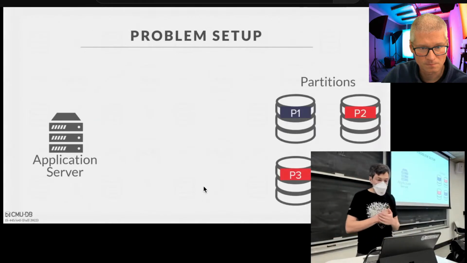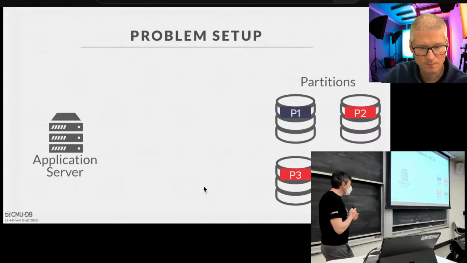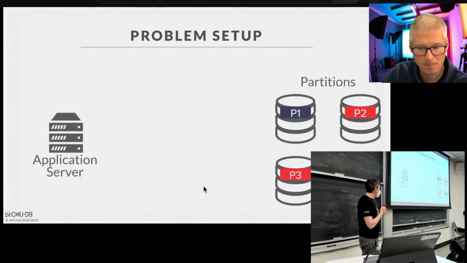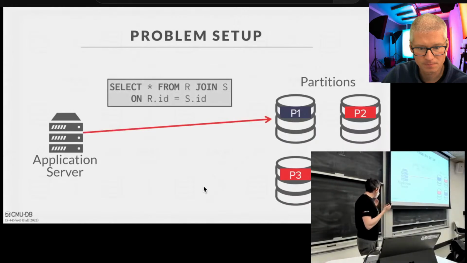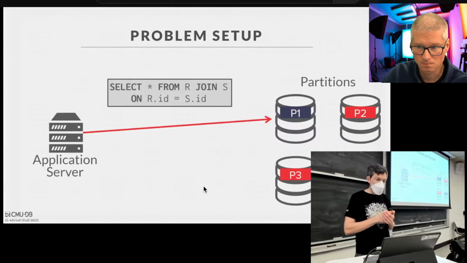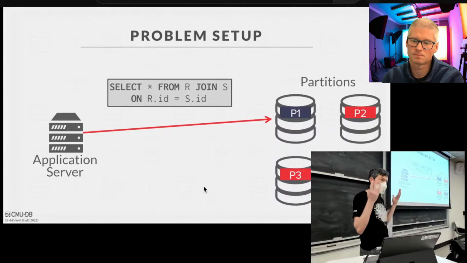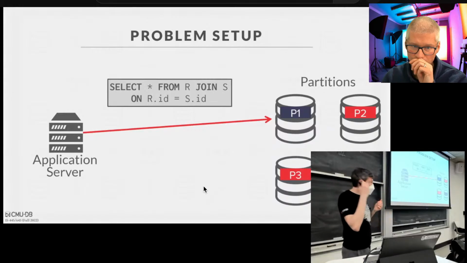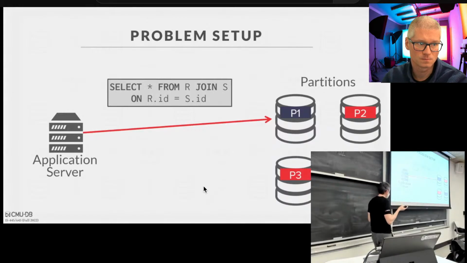All right, so here's the problem we're trying to handle today. We have an application server, we have a bunch of data. We want to run some join query. We want to join table R with table S, right? And let's say that both of these two tables are partitioned on some column. We don't know what it is at this point. And we need a way to produce this result, right?